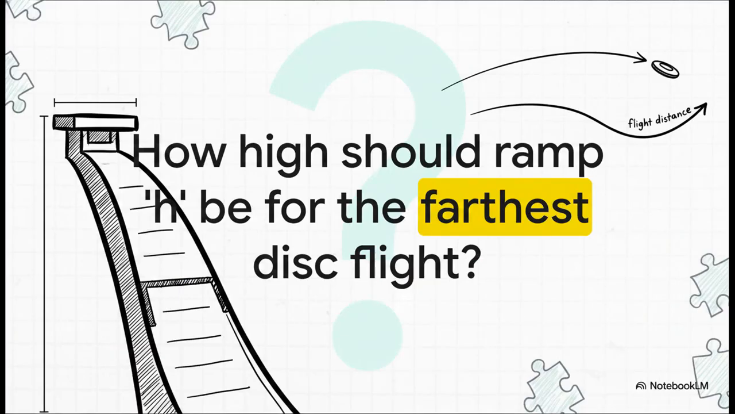Just picture it. You're designing the ultimate ski jump. You've got this total height, h, to work with, and you get to decide how high to make the launch ramp, little h. Now here's the catch, right? If you make that ramp too high, the skier won't build up enough speed. But if you make it too low, they're not in the air long enough. Our job is to find that perfect balance, that absolute sweet spot to get the maximum possible distance.